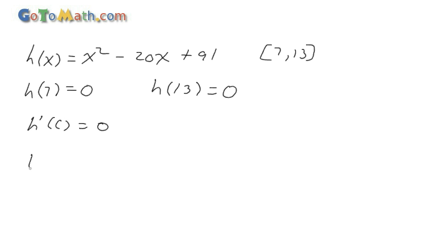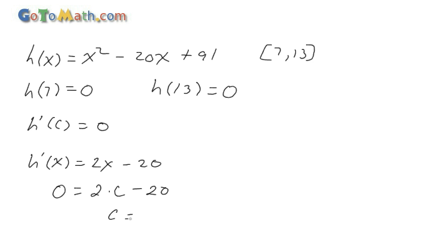So let's find that c. Well, that's easy enough. First, we need to find the derivative. So the derivative is going to be 2x minus 20. We set this equal to 0, and of course we're plugging c in. And as we can see here, c is going to be 10. Is that right? Okay, so there's our c. We found our c to be 10.